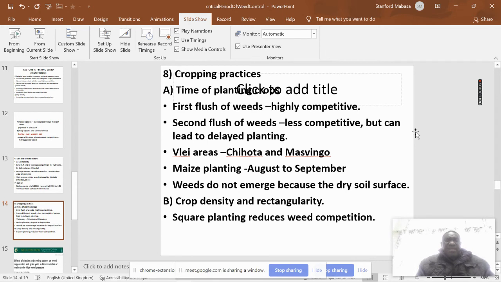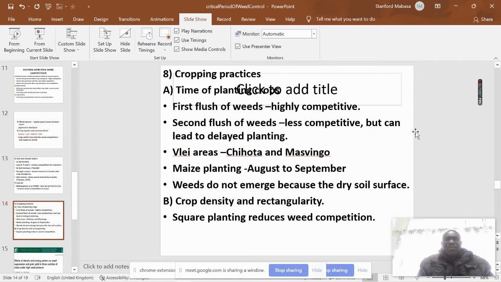Now, cropping practices can also influence the time of weed removal. For example, the time of planting. Now, if you plant early, which is what is recommended, farmers should actually plant early. But the downside is that this planting may coincide with the first flush of weeds, which is highly competitive. And the second flush of weeds, in contrast, is less competitive, but can lead to delayed planting, and there could be penalties, of course, in grain yield loss.